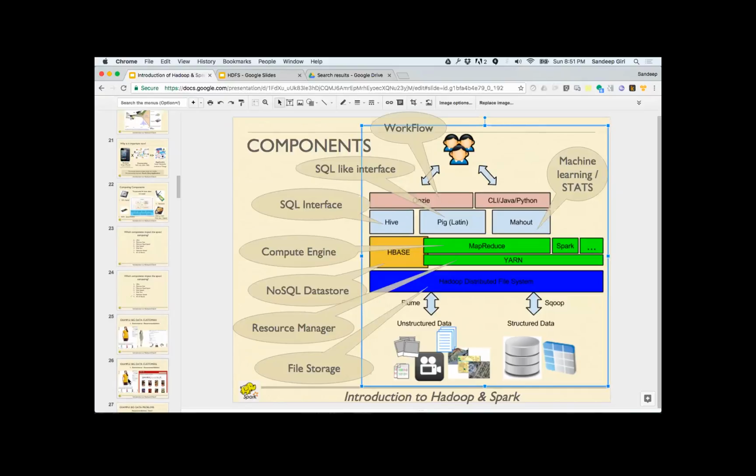Yes, EC2 itself provides a way to execute Spark on top of it. It's a cloud-based platform.